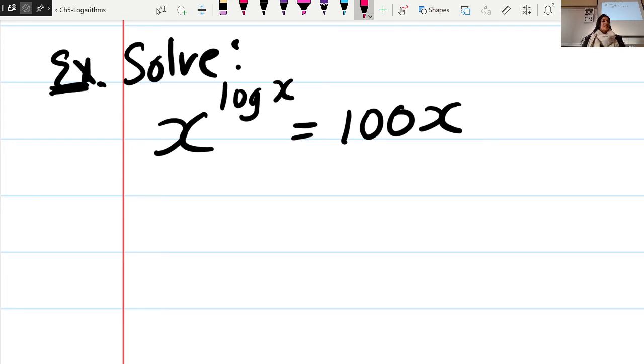This is an exponential. I think it helps to step back and look at the big picture. If you look at the big picture, what type of equation is this? It's exponential, right? It just so happens to have log in the exponent, but it is an exponential. It's in exponential form right now, right?